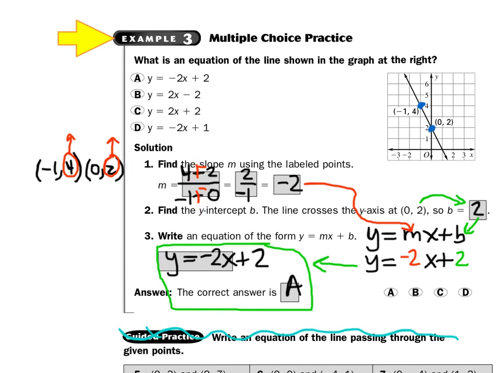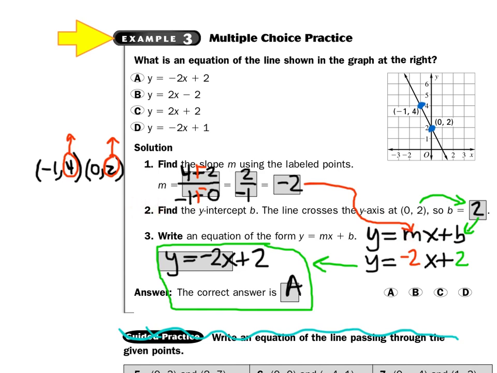Well, then with my red, I added a line and changed the sign. So I had 4 plus negative 2, made positive 2 on top, and negative 1 plus 0 is just negative 1 on the bottom. Well, 2 divided by negative 1 just makes negative 2. So that is my slope. And so that's what I'm going to put in here for m.